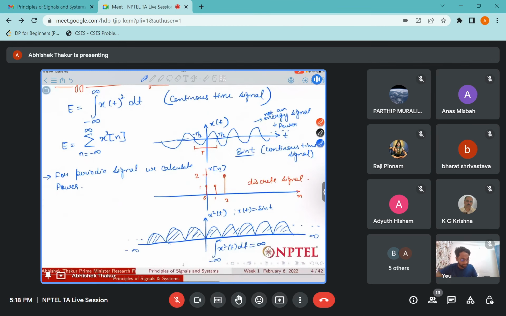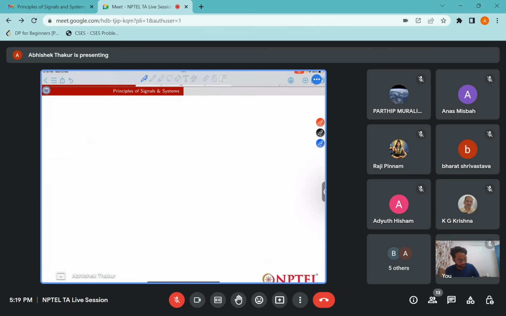Here we have seen that a periodic signal like sin t has infinite energy. When a signal has infinite energy, that signal is not called an energy signal. An energy signal has finite energy and zero power. So here we can write some note points. First, signals having infinite energy and infinite power are neither energy signals nor power signals.